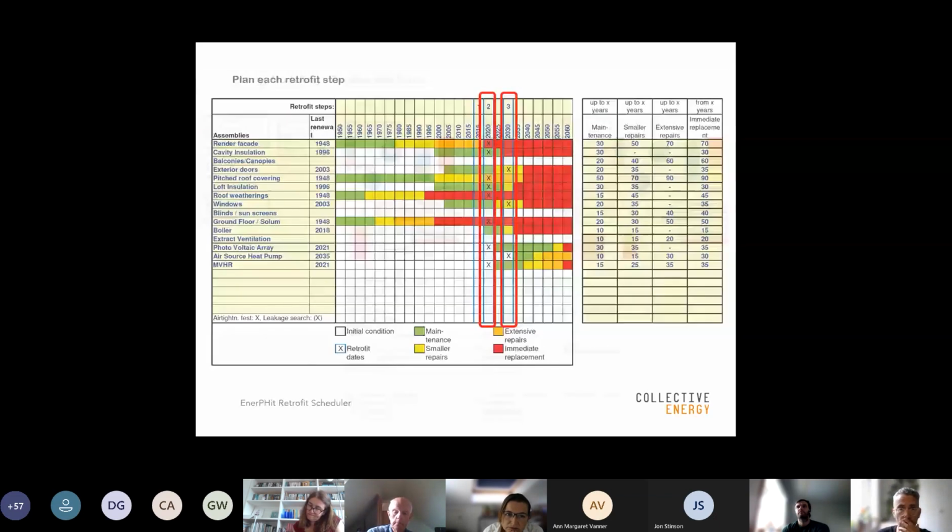The advantage of using PHPP is that it has a built-in step-by-step retrofit scheduler, and by putting in your maintenance requirements for the building fabric elements, you can start to identify the optimum time frame for carrying out retrofit work.